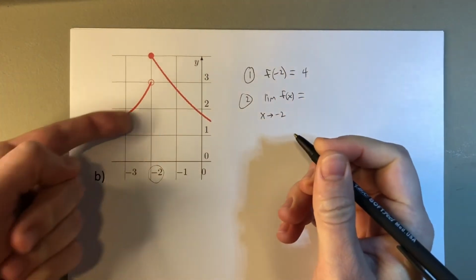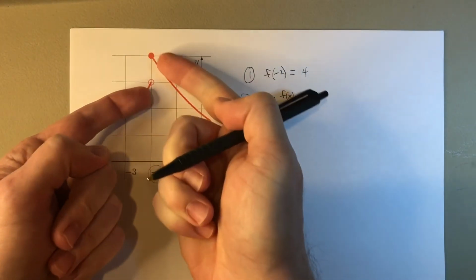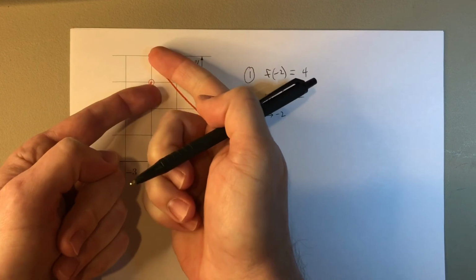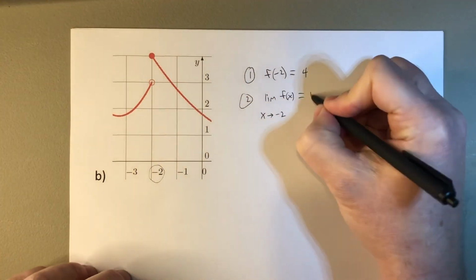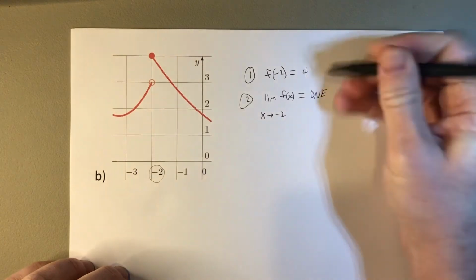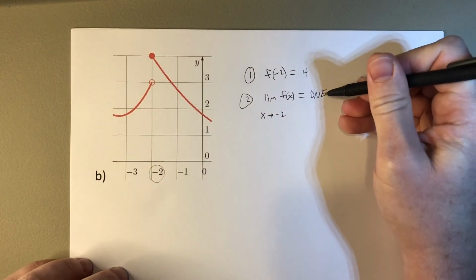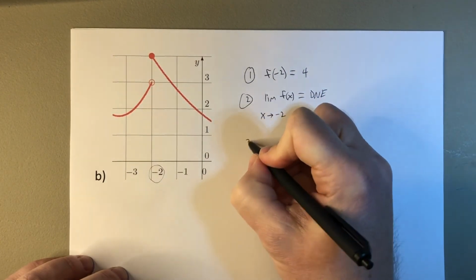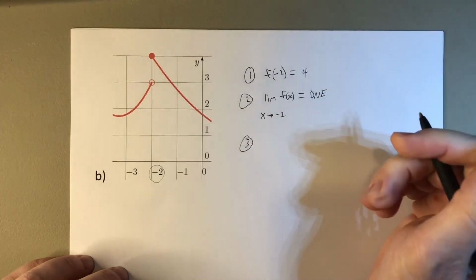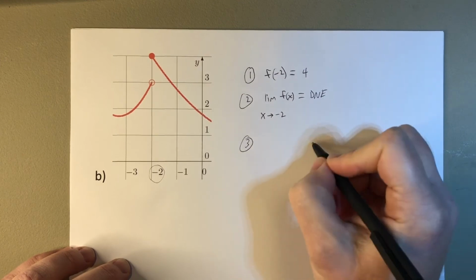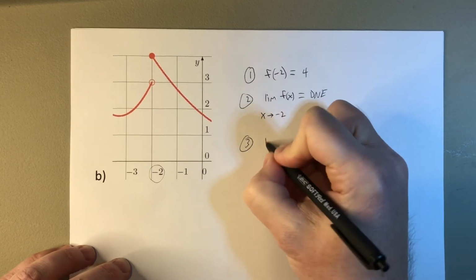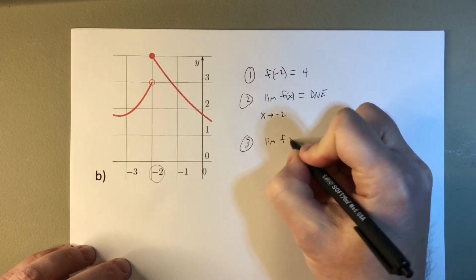Well, you're coming from the left and the right. Are you homing in on the exact same y value? No, you are not. Therefore, this does not exist. As soon as one of these first 2 is DNE, then there's no way the third condition is going to be true. So we can just go ahead and write this down.